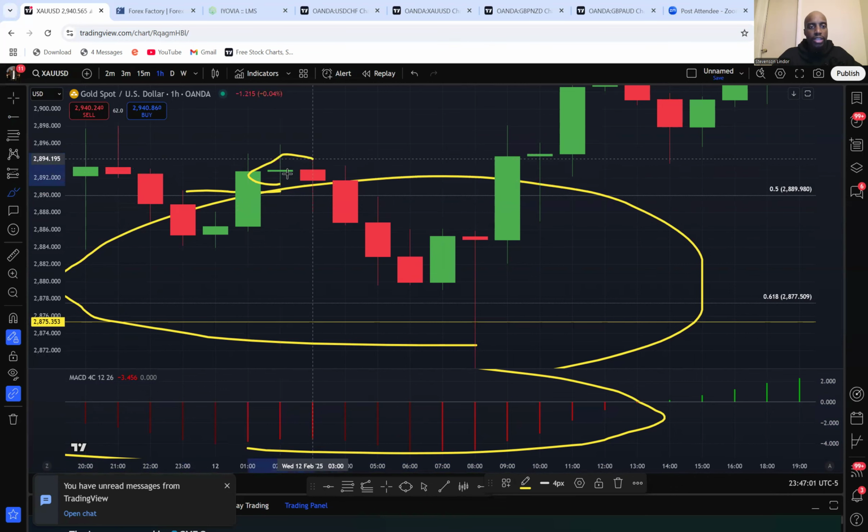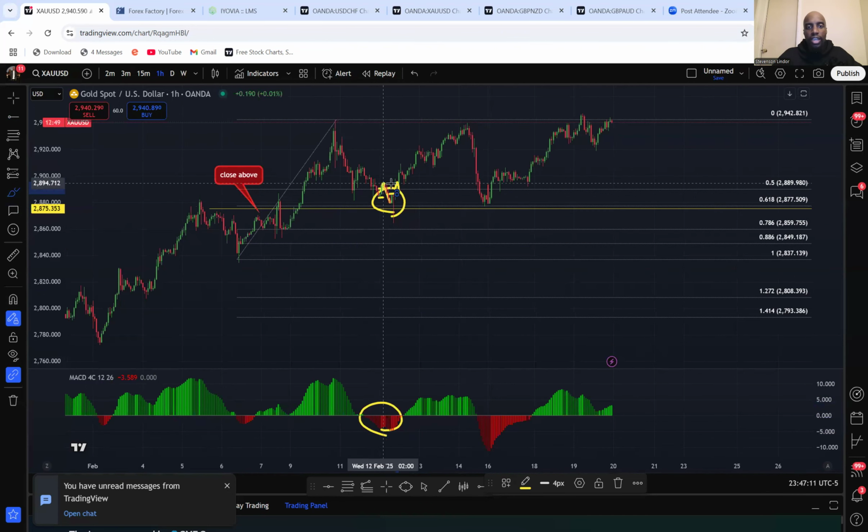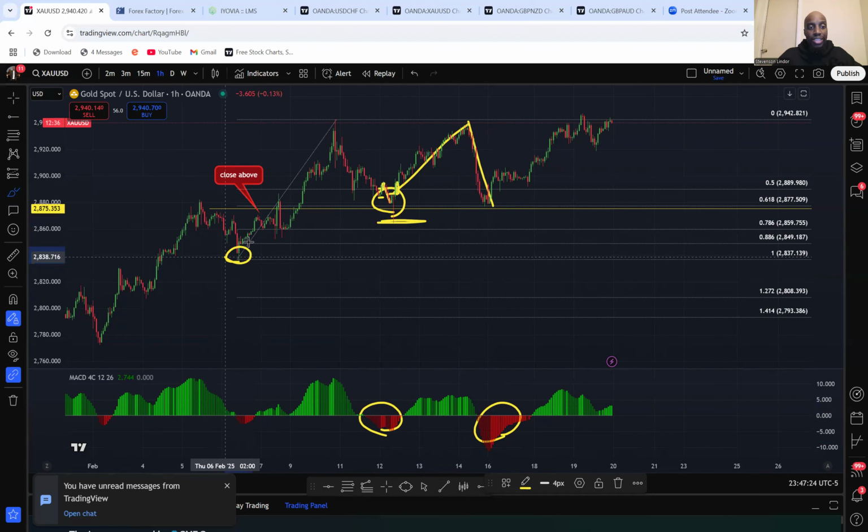I would have bought here, stop loss there. Obviously, I would have lost, but then it happened again. Entry, close above, entry here, second entry, and voila. Pull back again. As you can see, another 1 hour retest did not break. Most importantly, didn't break this low of this leg or this low of this leg. Another buy.